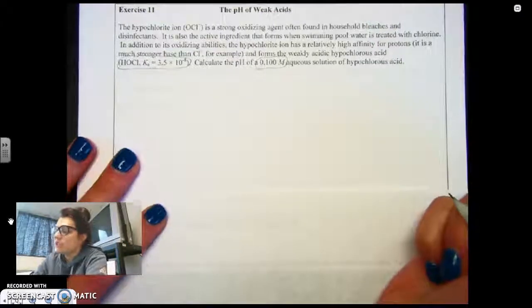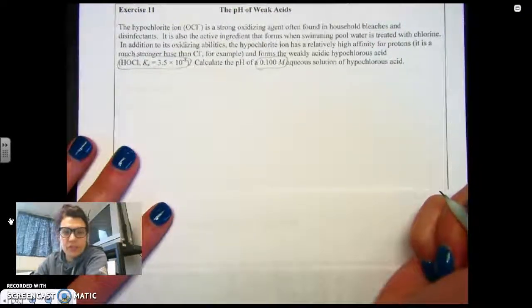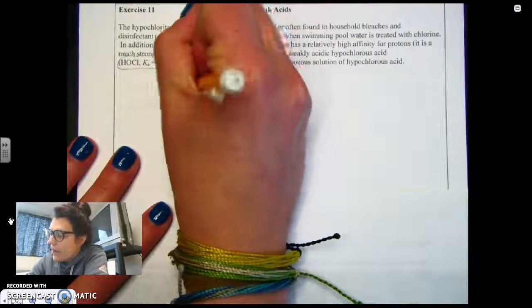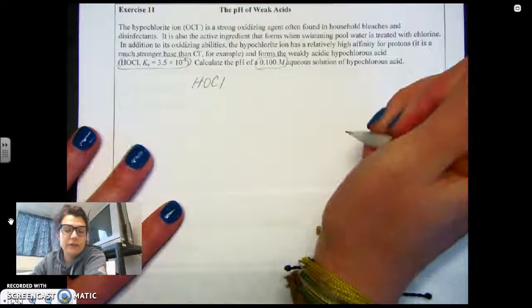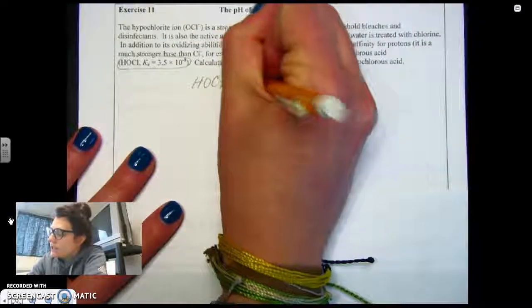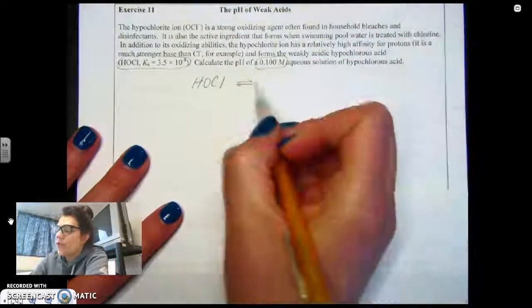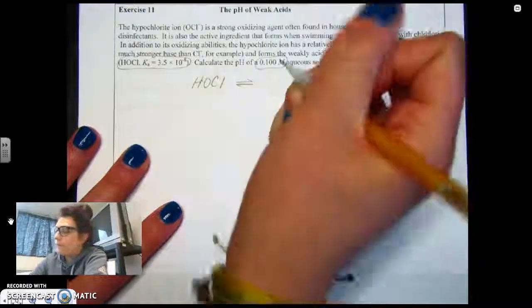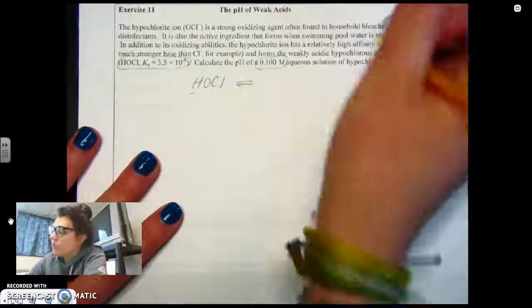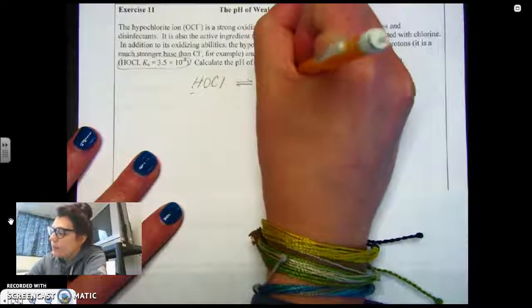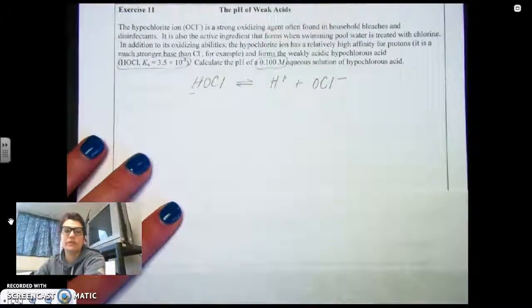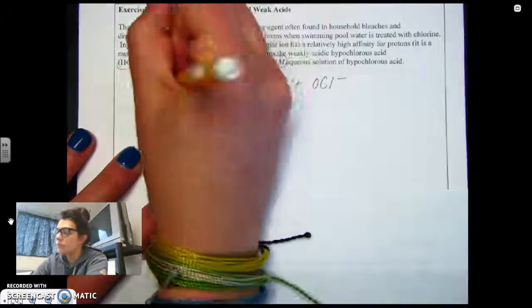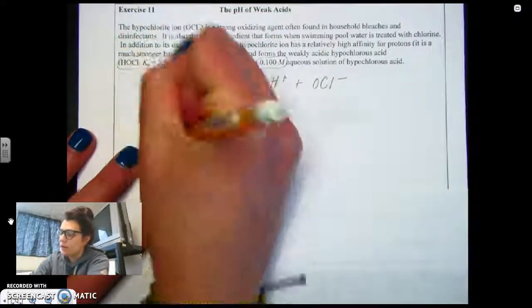Okay, the first thing I'm going to do is set up a chemical equation. So I have hypochlorous acid, which is HOCl, sorry, and it's in equilibrium. Since it's a weak acid, it'll be an equilibrium equation, and there's only one H, so that H will come off. So it'll be H plus and OCl minus. Okay, so that's our chemical equation. And then we're just going to do a RICE table.